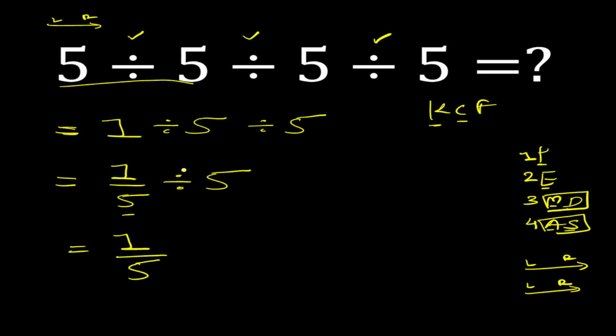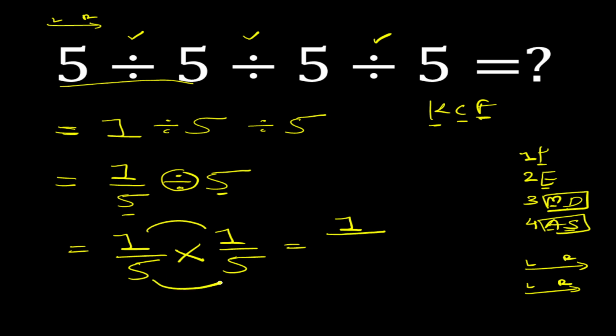Now, according to KCF rule, K means keep this first fraction 1 upon 5 as it is same. C means change this sign from division to multiplication. And F means flip this last fraction 5 is equal to 1 upon 5. Now 1 times 1 is equal to 1. Then 5 times 5 is equal to 25. Right? So the correct answer is 1 upon 25.